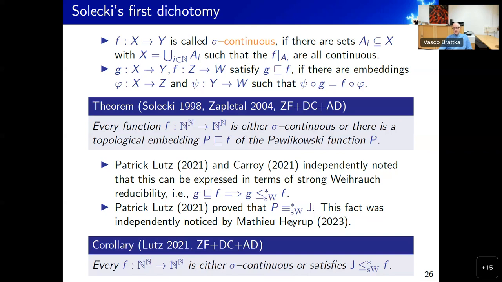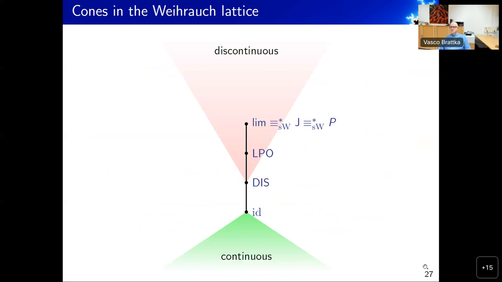And so we can rephrase the Pawlikowski dichotomy, the Solecki dichotomy, in the way given here on the bottom, namely: every function on Baire space is either sigma continuous or the Turing jump is strongly Weihrauch reducible to F. So this gives us such a picture. I already told you that the continuous problems here, they are all below the identity. The discontinuous multivalued problems, they are above the discontinuity problem, at least if we accept the axiom of determinacy or if we restrict everything to Borel problems.